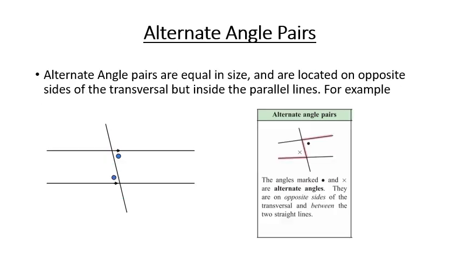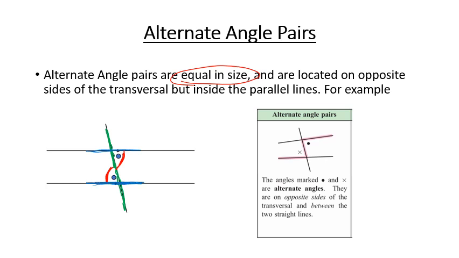In this particular example, we're looking at alternate angles. Now, alternate angles are also equal in size, but they are not located in the relatively same position. They're actually located on opposite sides of the transversal. So we've got our transversal in green now coming through. You can see that our angles are actually on opposite sides of the transversal, but they're inside the parallel lines. The parallel lines are running horizontally in this particular case.